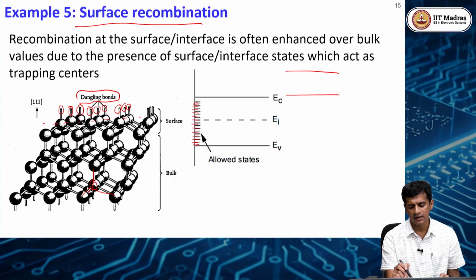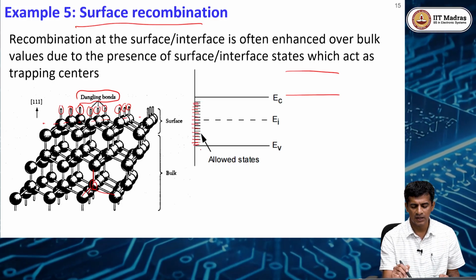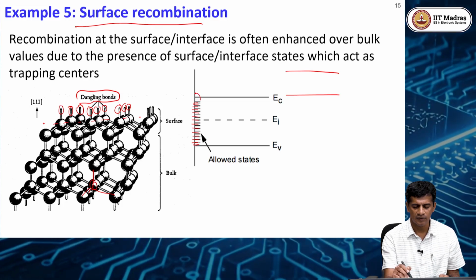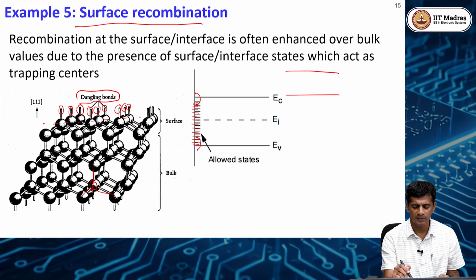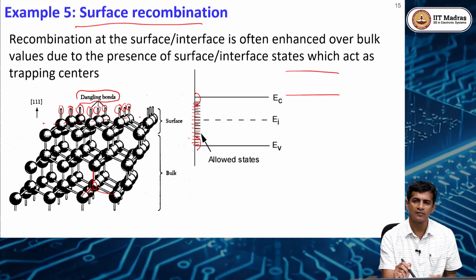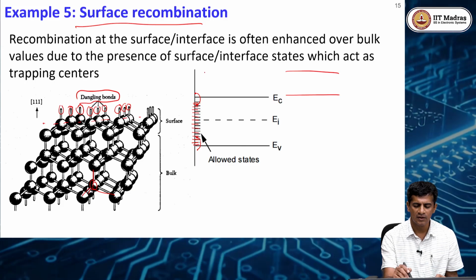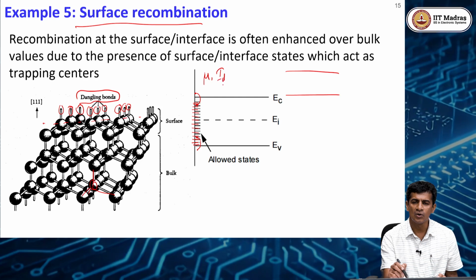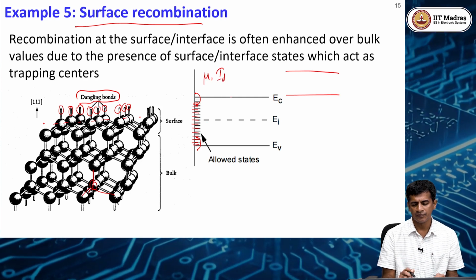These states in the energy band gap can capture an electron from the conduction band, or a hole from the valence band. All these things will happen. It will affect your mobility, it will affect the drive current, all those things. So, these are very important.